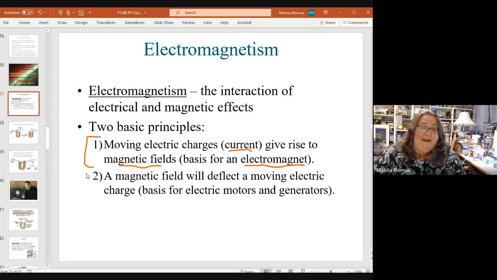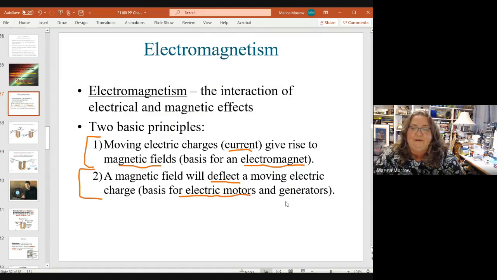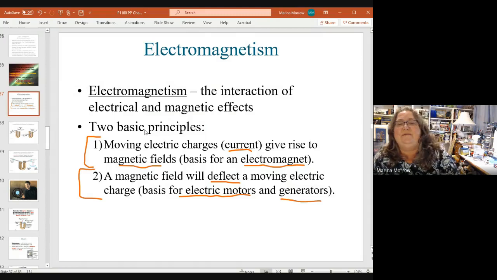Now, the other possibility we're going to study in this one is what if you've already got a magnetic field and you send a moving charged particle through it, or an electric current? That will deflect or push on the charged particle. And this is the basis for electric motors and generators. So these two together give us motors and generators.